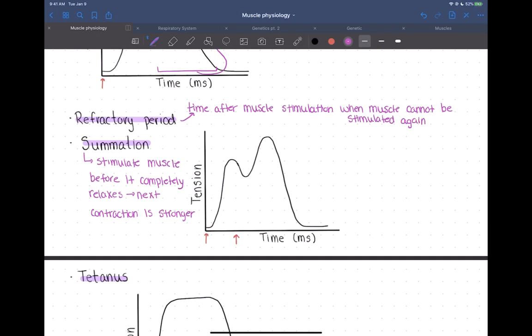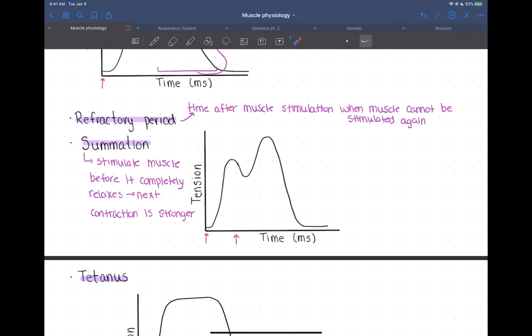So let's look at this graph. Our first stimulation was right here at the very beginning. So we get our contraction period. It starts to enter that relaxation period here. Before it can actually reach all the way to the bottom down here, we stimulate it again. And so now we get another period of contraction that is much bigger than our original contraction. That is summation. So if you stimulate a skeletal muscle an additional time before it has a chance to relax, you'll get a stronger contraction the next time. That's called summation.